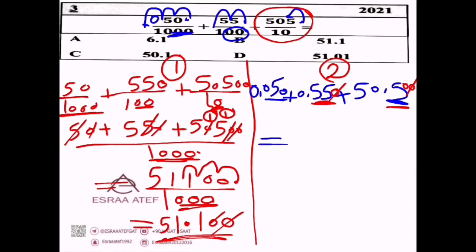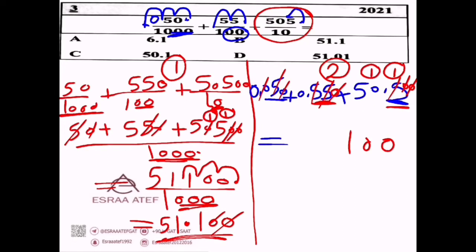0 plus 0 plus 0 gives me 0. 0 plus 5 plus 5 is 10, and we have 1. 1 and 5 is 6, and 6 and 5 will be 11, and we have 1 here.